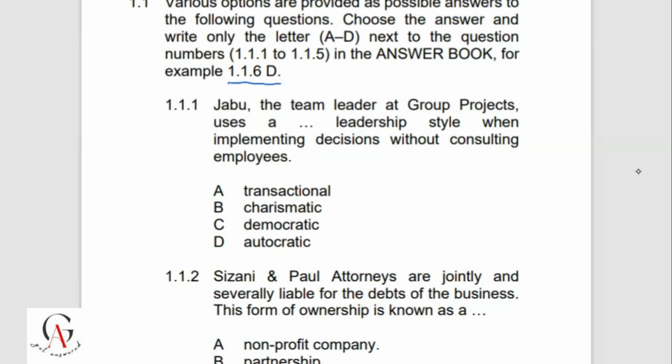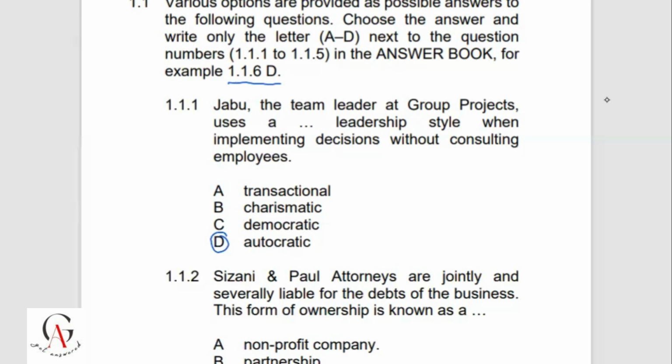Okay, right. So now 1.1 reads as follows. Jabu, the team leader at group projects, uses a dash leadership style when implementing decisions without consulting employees. So now if you still remember, there are different set of this leadership styles. So now the moment a leader doesn't consult anyone whom he is working with, it means that this leader is applying autocratic leadership style. So that is why our answer is going to be D.